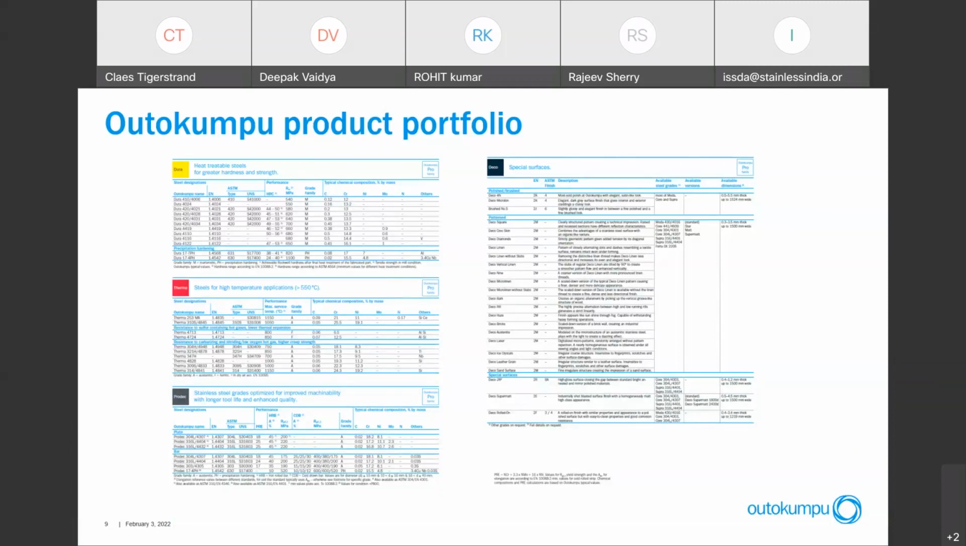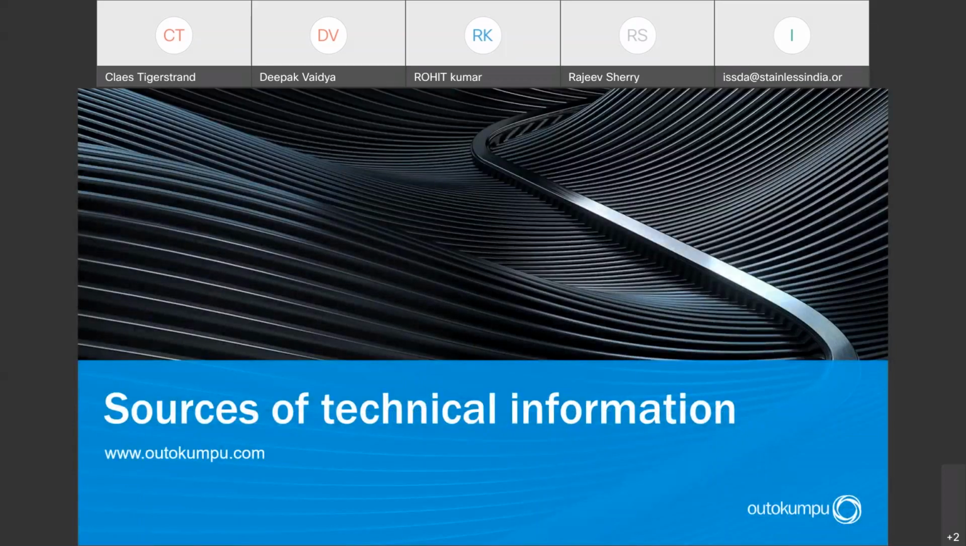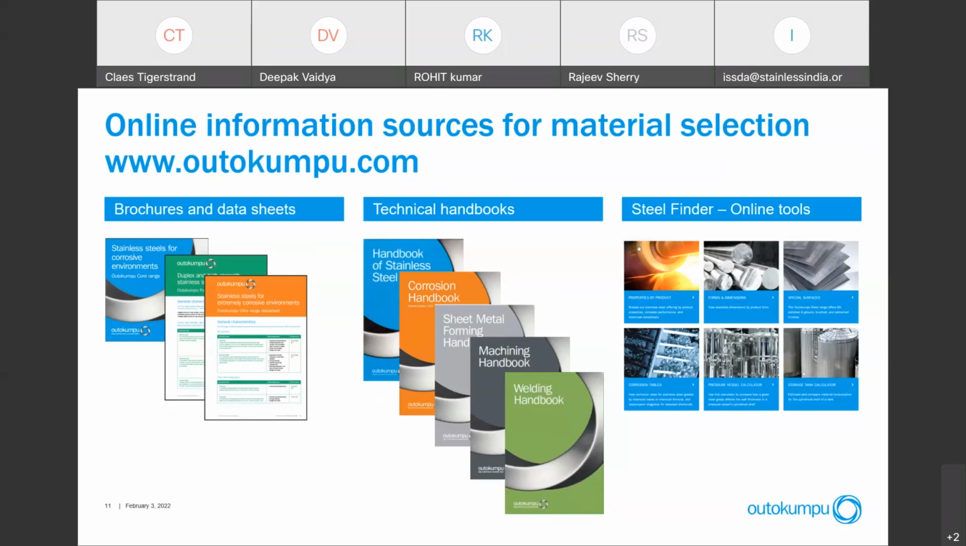This just shows an overview of the different grades we have within the different product families, and we call it the wall chart that is possible to download from our website. For technical information, there are a lot of data sheets connected to each product range. We also have our technical handbooks. The Handbook of Stainless Steel, the blue general one, is the only one possible to download in an electronic format. All the other handbooks are actually only available as hard copies.